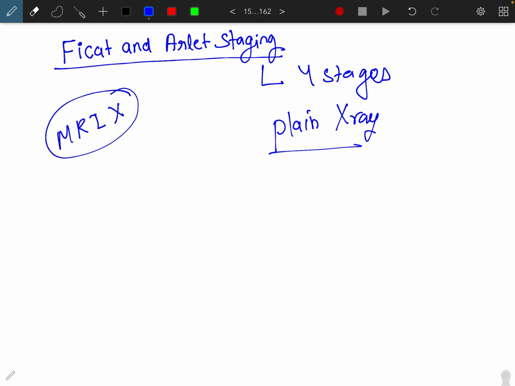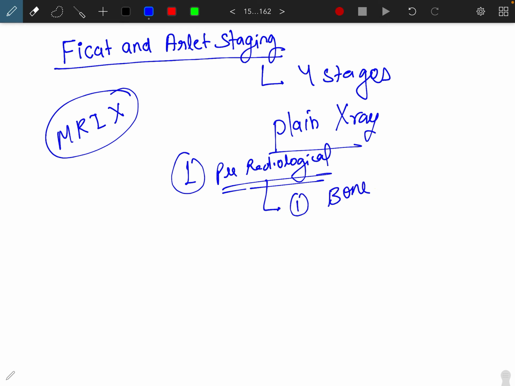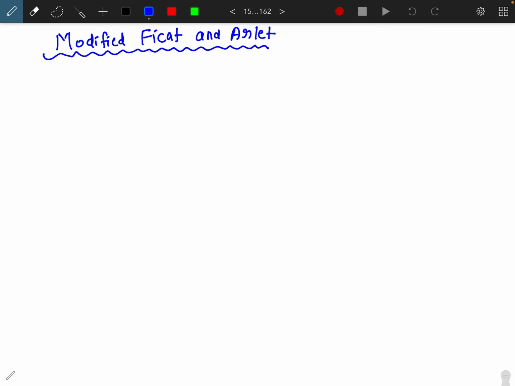They gave 4 stages, and to describe this, stage 1, the pre-radiological stage, what did they use? They used the bone scan and also the functional exploration of the bone. This has been modified, and what we use today is the modified Ficat and Arlet staging, wherein they gave 5 stages from 0 to 4.